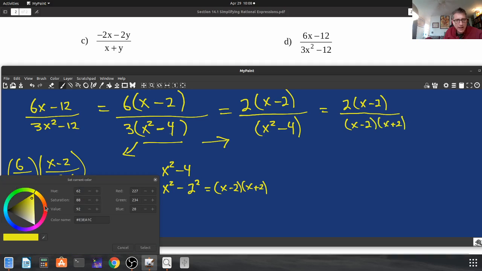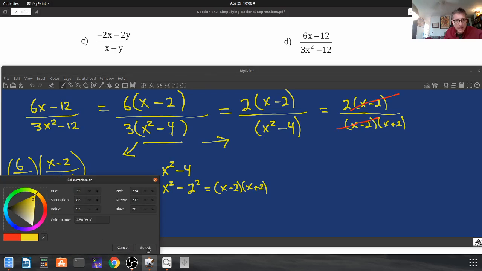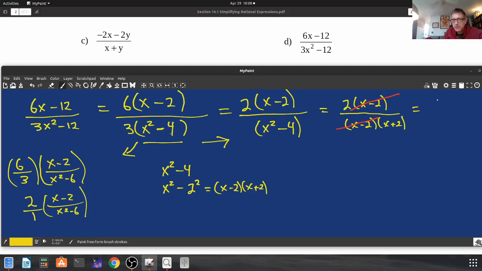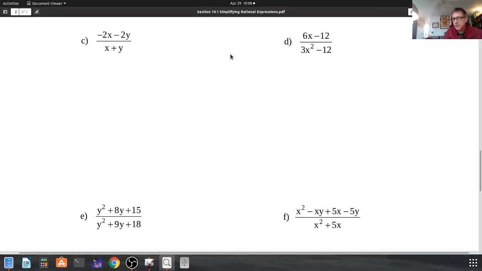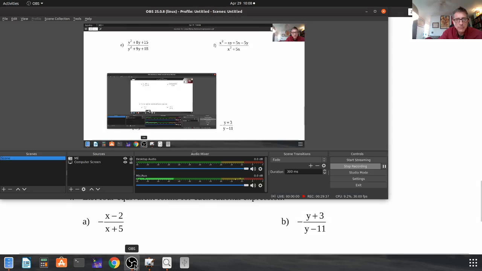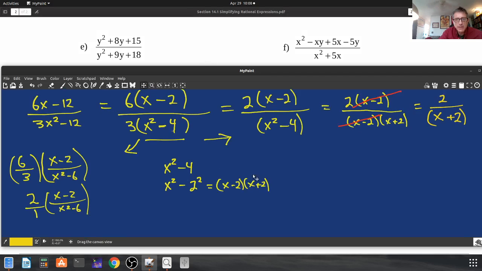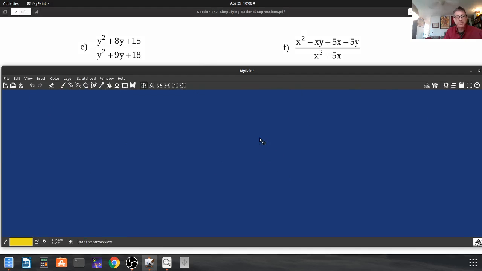And now I have a factor that I can cancel. I can cancel the x minus 2 factors. And the end result is 2 stays on the numerator, and I have an x plus 2 in the denominator. And if you want to get in the habit of writing it in parentheses, I think that's an absolutely good idea because it reminds you that that is a factor that should be taken by itself.